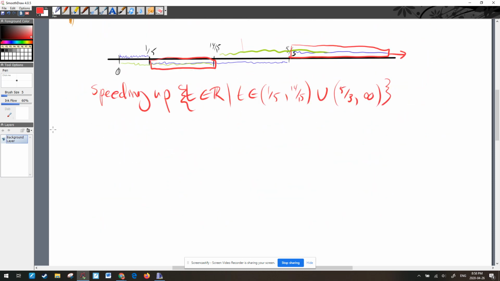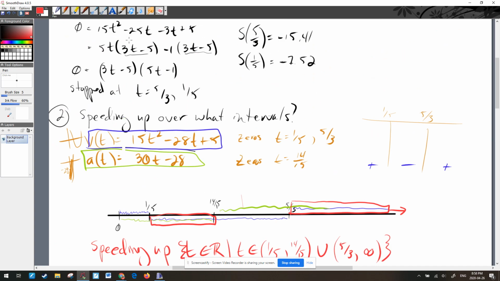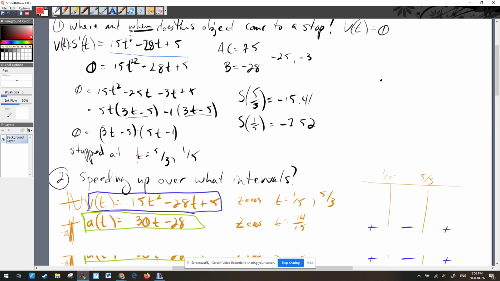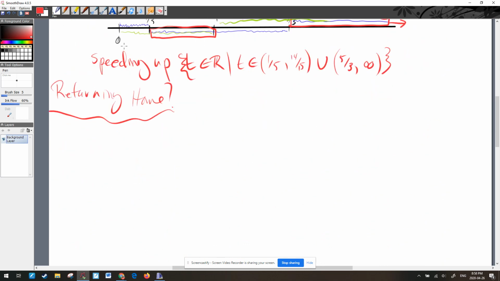What else could we do? We could talk about returning home. Is it returning home? I'm not going to work this one out entirely. I just want to talk about it philosophically. If it's returning home, how do we know? Well, we should draw a line. Now, home is very much in quotes. There is no home. But if it's returning to the 0 position, how do I know if I'm returning to the 0 position? Well, I need to know 2 things. I need to know the direction I'm going, but not only that, I need to know where I am when that direction is happening.